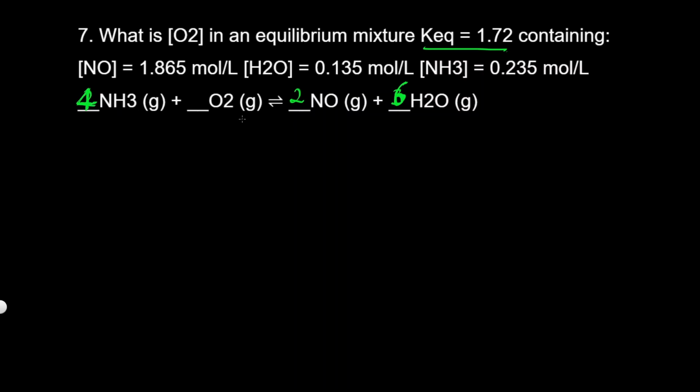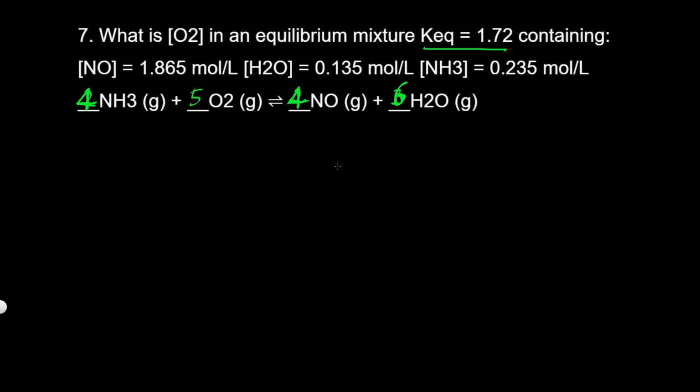Now, I have to have 4 nitrogens, so I'm going to put 4 here. Now let's count oxygen here. That's going to be 4 here, 6 here, 10 oxygen. So I have to put 5 there to make it 10 oxygen. So that should do it: 4, 5, 4, 6. If you balance it and somehow everything's even, you could just reduce it by dividing by 2.